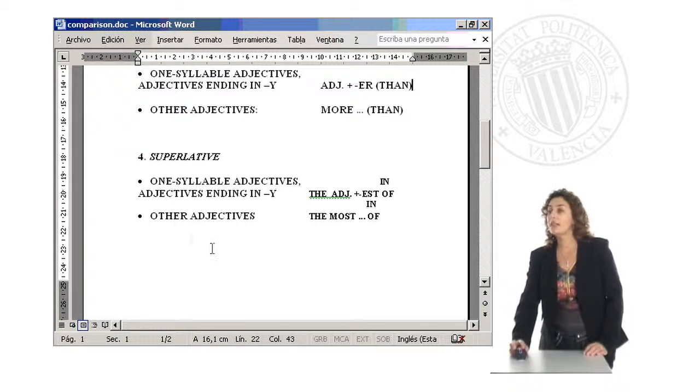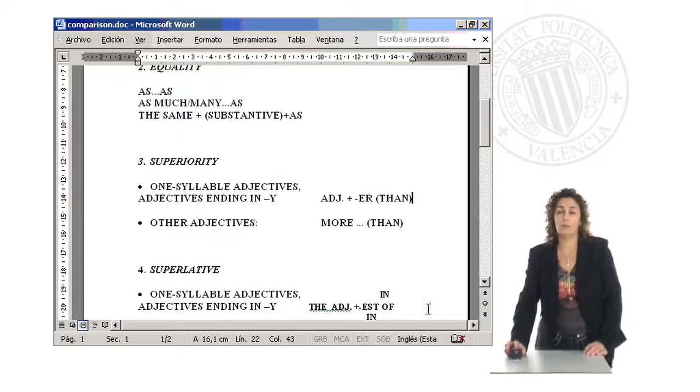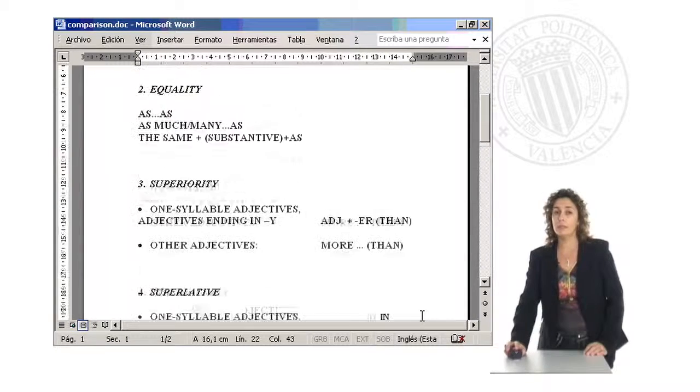This structure, the "in" and "of" structure, is also used with other adjectives when we use "the most". For example, he is the most famous student in the class, or he is the most famous student of the year. Okay, and these are the general structures that I'm sure most of you know.